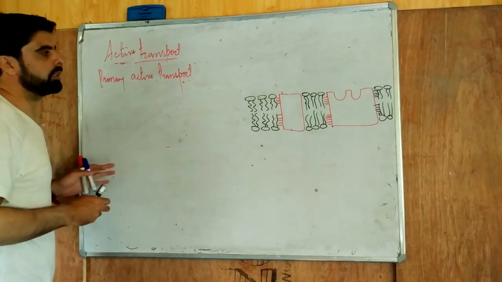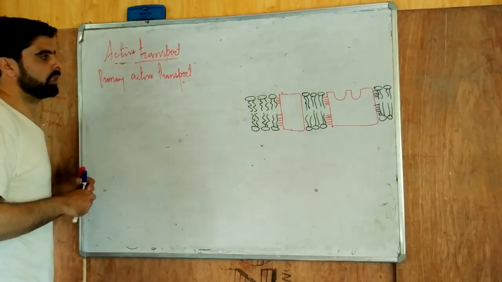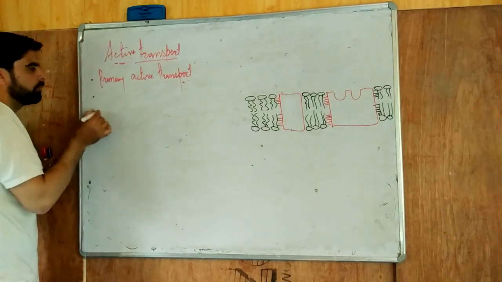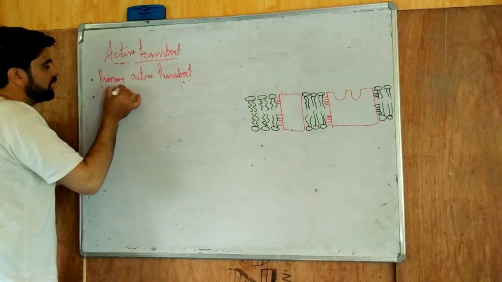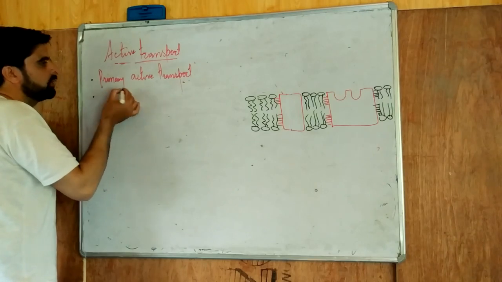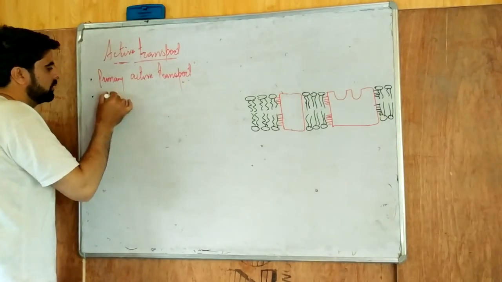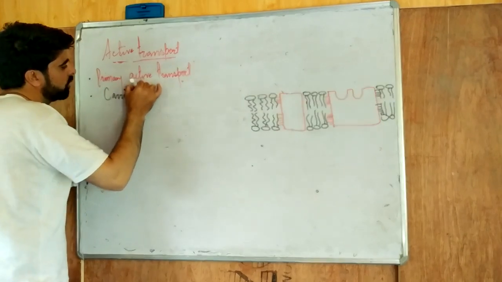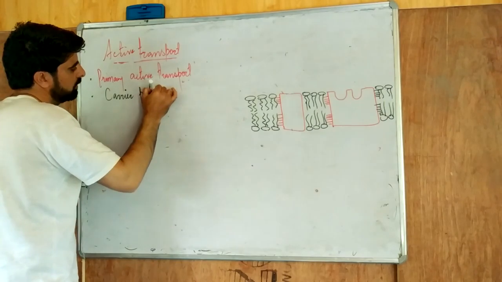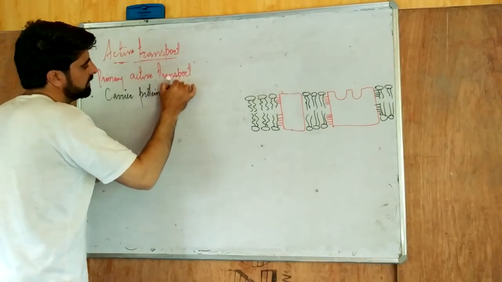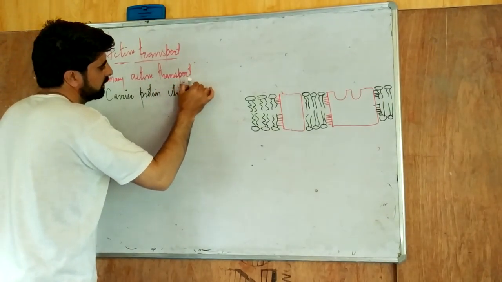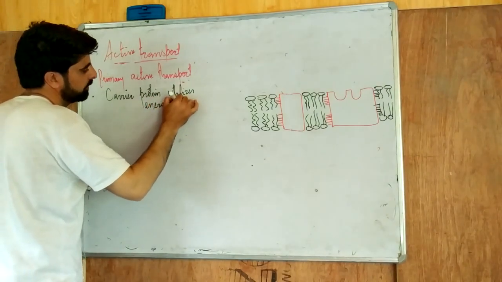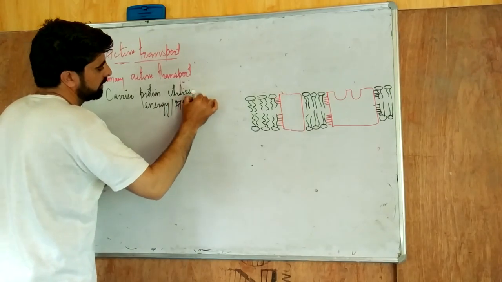We have studied passive transport, and we are now studying active transport. In a primary active transport, the carrier protein utilizes energy directly. So we can say in case of primary active transport, the carrier protein utilizes ATP or energy directly.